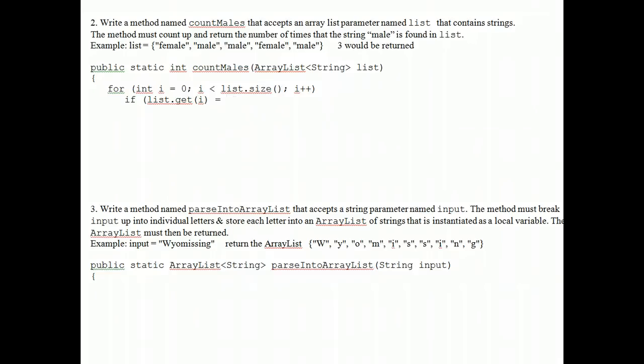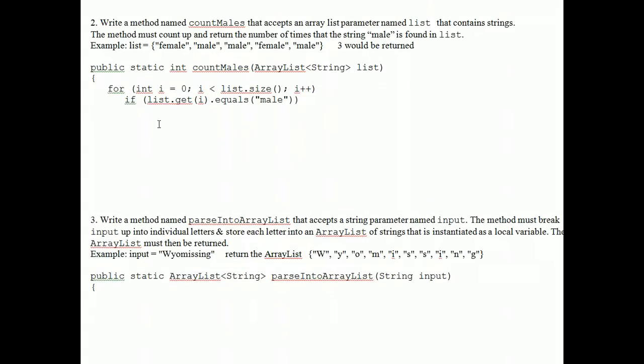With strings, because they're objects, you need to use the dot equals method. And don't forget your double quotes around the word male, because that's a string value. And don't forget this extra parenthesis either. Okay, so what is it that we're supposed to do if we find a string that's MALE? We're supposed to count plus plus.